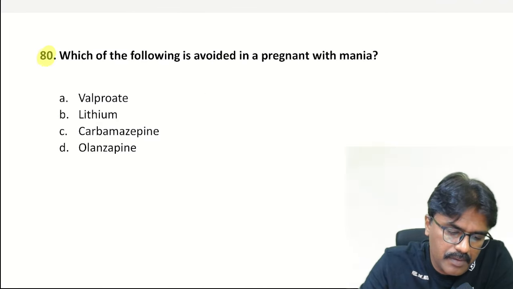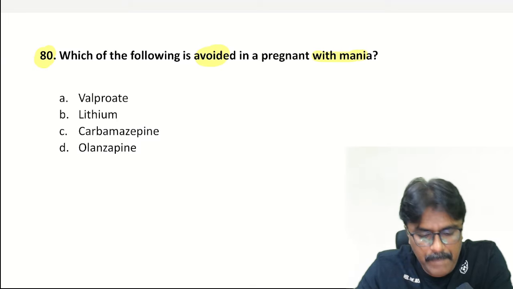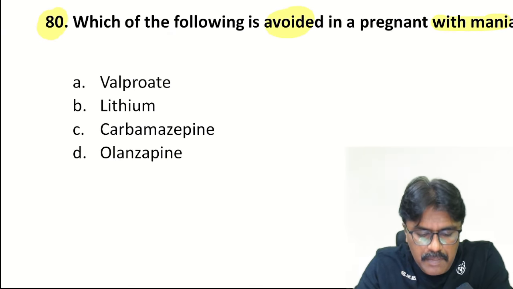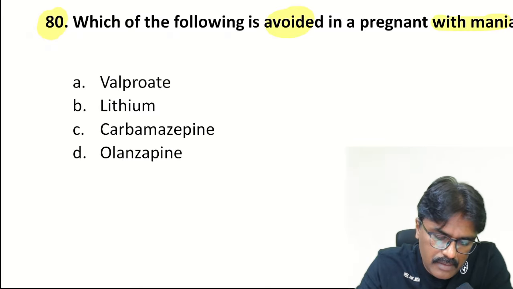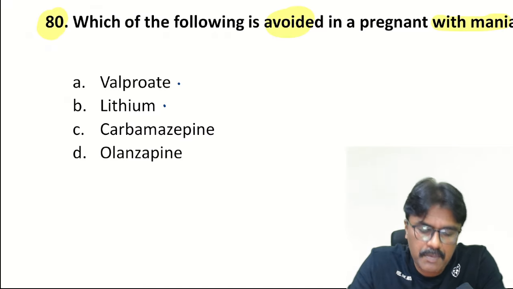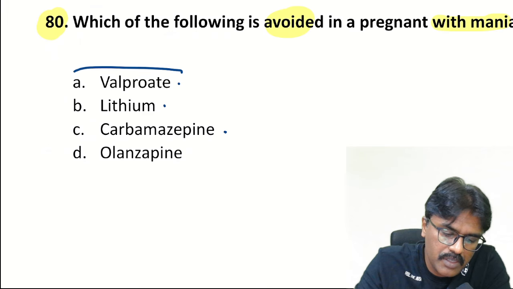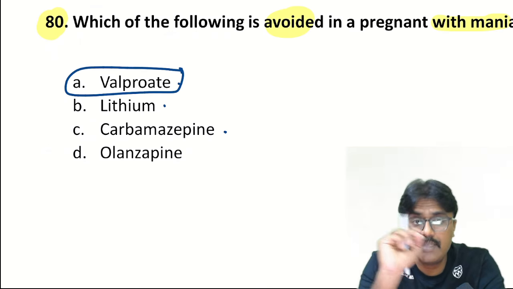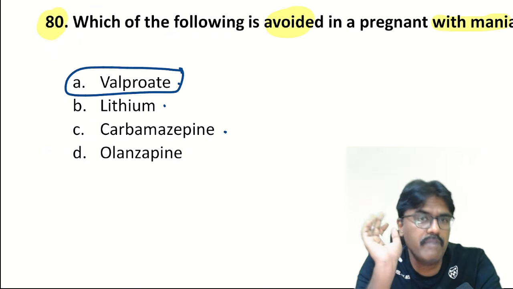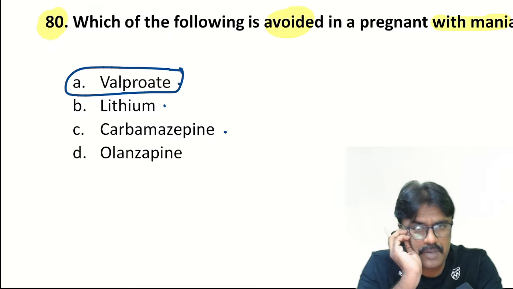Moving on to question number 80. Which of the following is avoided in a pregnant woman with mania? Valproate, lithium, carbamazepine, olanzapine. Avoided, they are asking. Now please understand, valproate is teratogenic, lithium is teratogenic, carbamazepine is also teratogenic. So in that, you have three enemies. In that, who is the worst enemy? The worst, which we should avoid, is valproate, because the risk of teratogenicity is more with valproate. So if I want to avoid, I have four options, I will avoid valproate.